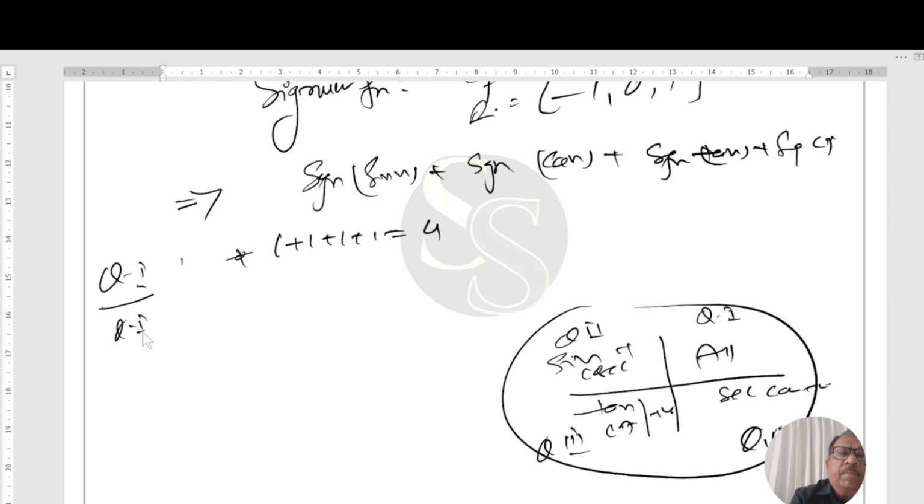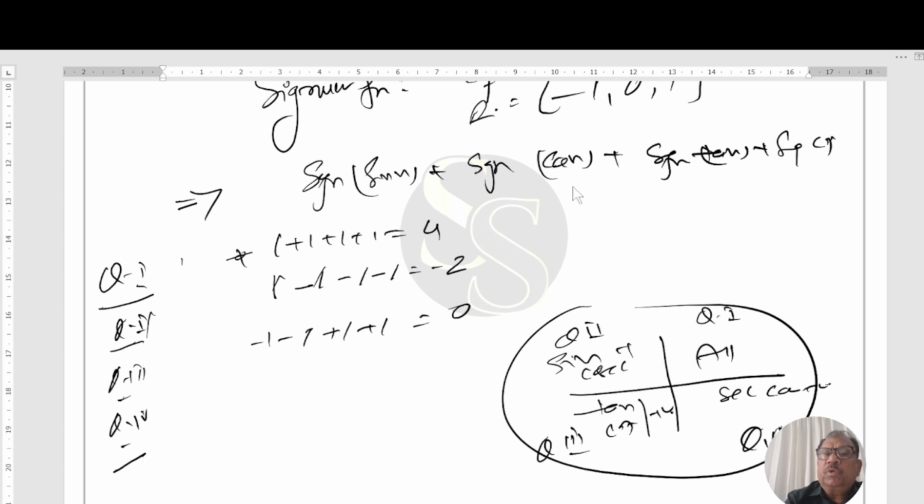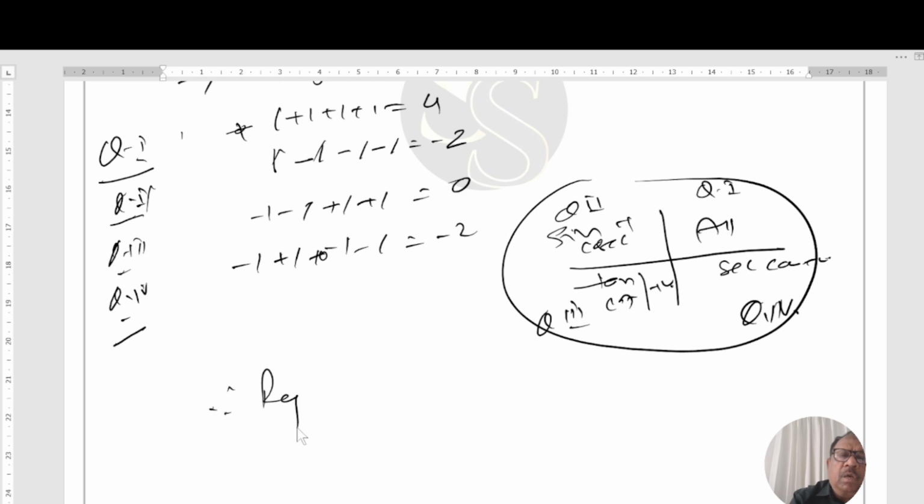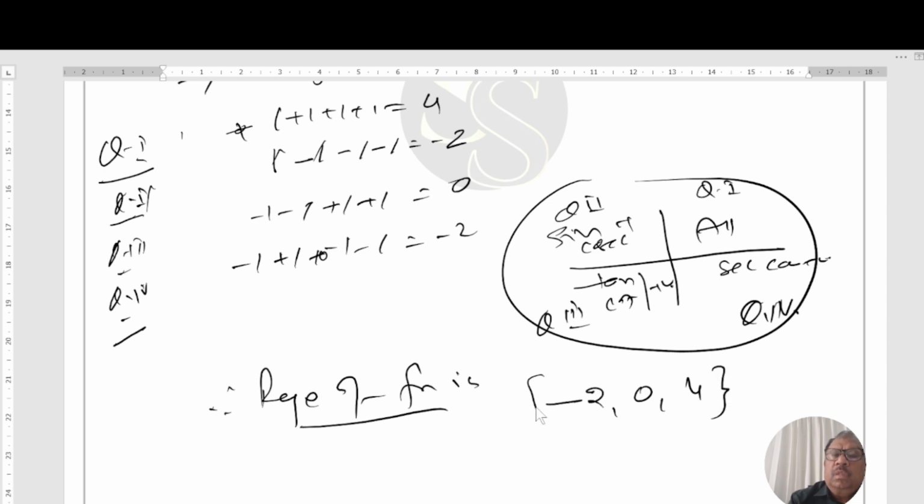that is 4. And if it is the second quadrant, what will come? Sine positive, positive, negative, negative, negative, that is minus 2. If it is in the third quadrant, then tan and cot positive, negative, negative, positive, positive, 0. And if it is quadrant 4, cos positive, so negative plus negative, negative, that is minus 2. Range of the function is, therefore, minus 2, 0 and 4. This is the range.